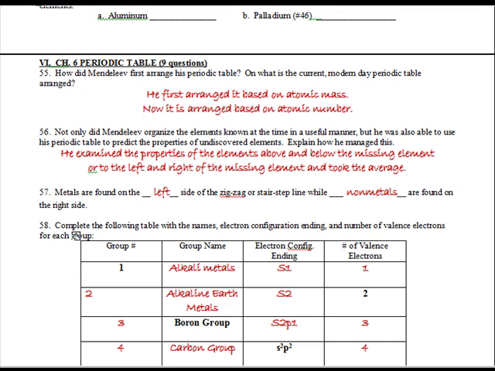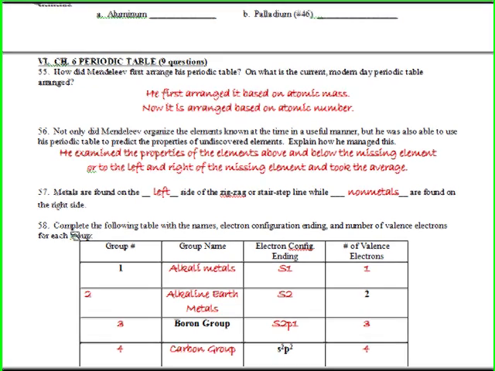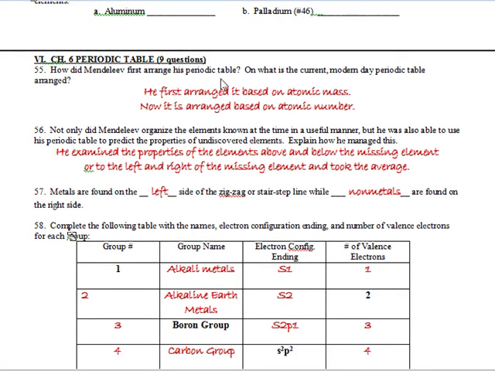All right, let's talk about Chapter 6, starting with Mendeleev. The question says, how did Mendeleev first arrange his periodic table? And then what is the current modern-day periodic table arranged by? He first arranged it based on atomic mass, and then people started noticing that not everything lines up perfectly in terms of the properties. Remember, everything in the same group, everything in the same column going down has to share similar properties. And if you do it strictly by mass, then some things are out of place.